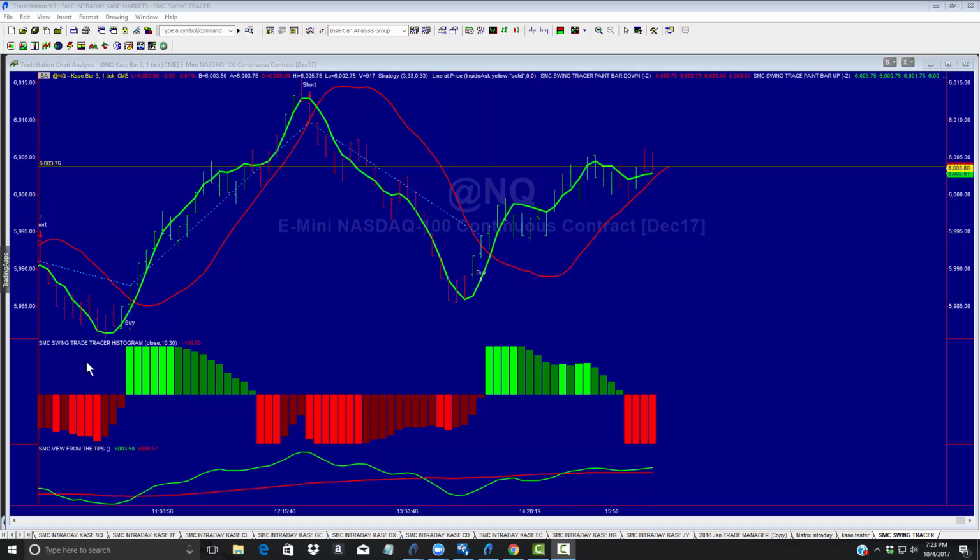We have a histogram that we call the Stock Market Caddy Swing Trade Tracer Histogram. And when the flight of the ball starts to drop off, you want to be bringing your trade to an end. When you're below and red and it starts to drop off, you want to be bringing your short to an end. We even have an indicator that we call the SMC view from the tips.